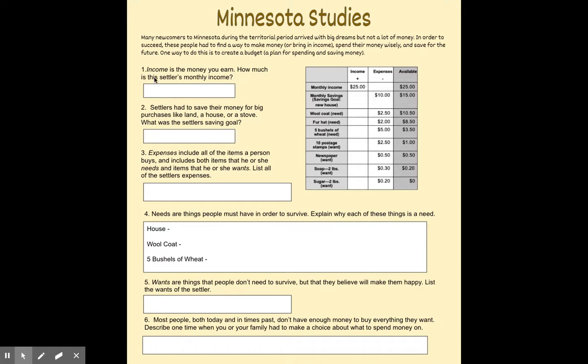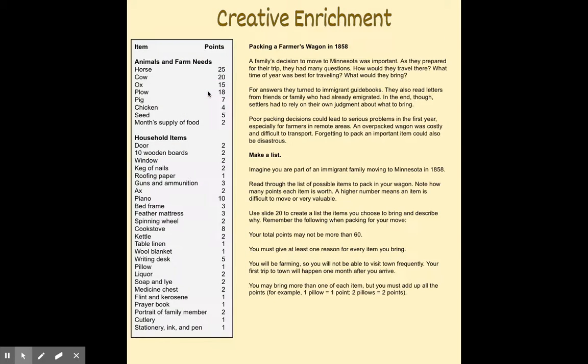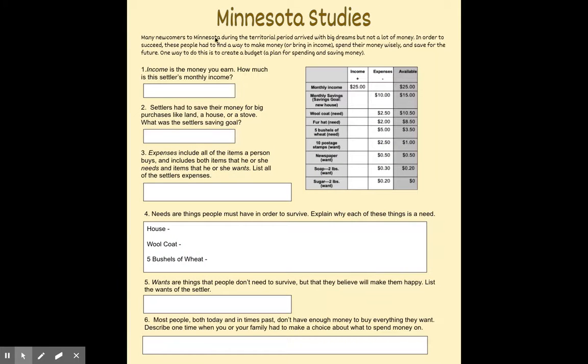For example, question number 1 says, income is the money you earn. How much is the settler's monthly income? Well, if I look at their budget sheet over here, you can see that they make $25. Okay, that is their income. So you can go ahead, and click in that box and write down income, or $25. So again, you're going to go through 2, 3, 4, 5 and answer the questions looking at that budget.